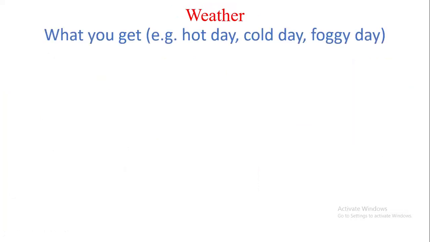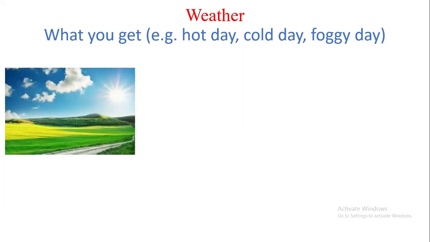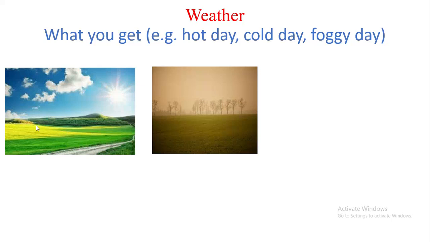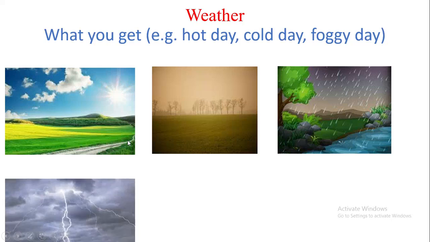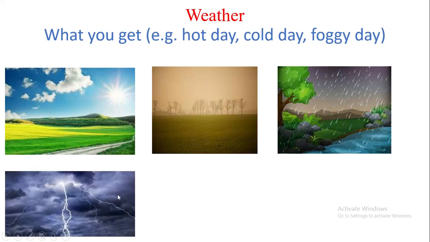So dear students, what you get from weather is hot day, cold day and foggy day. In the morning you see a sunny day, and at noon you can see a rainy day, and in the afternoon it's possible to have a stormy day. That means in a few hours weather changes frequently.